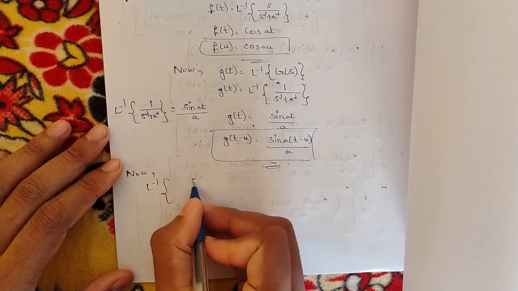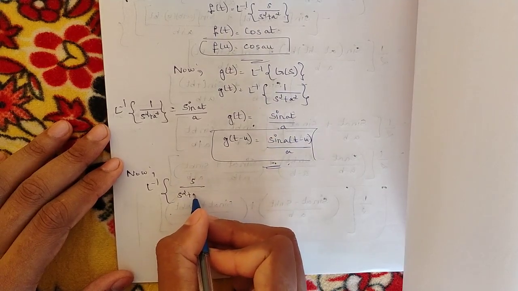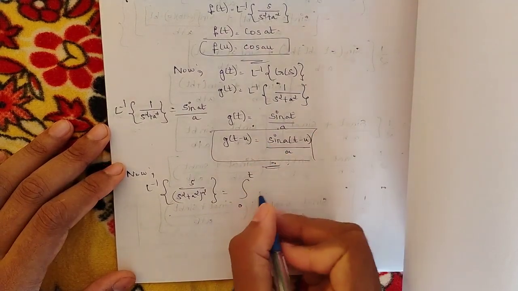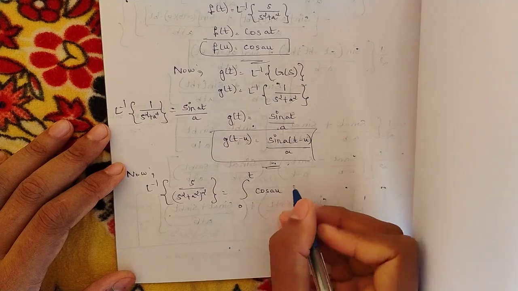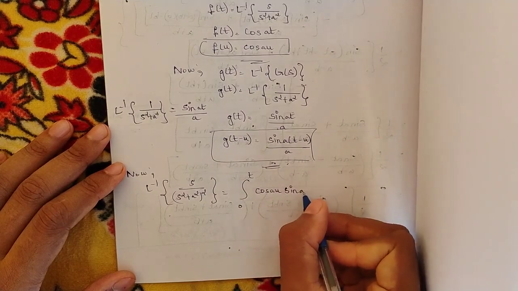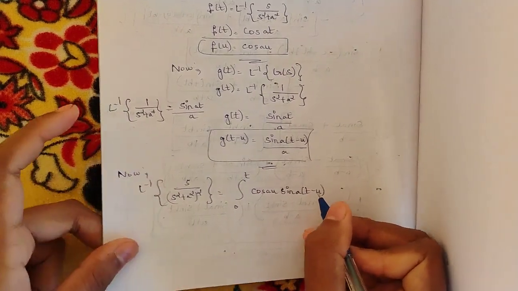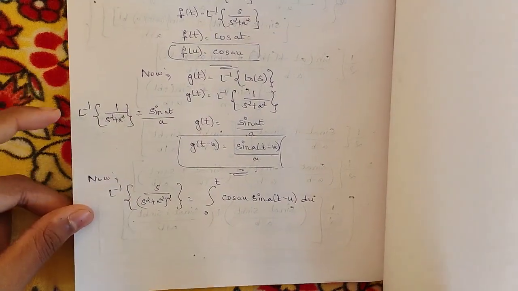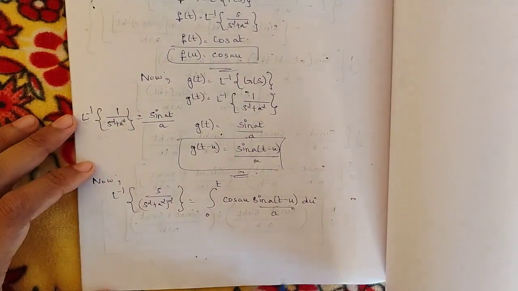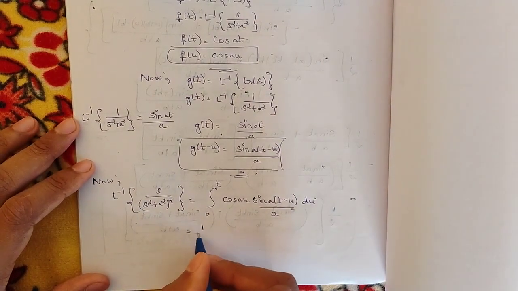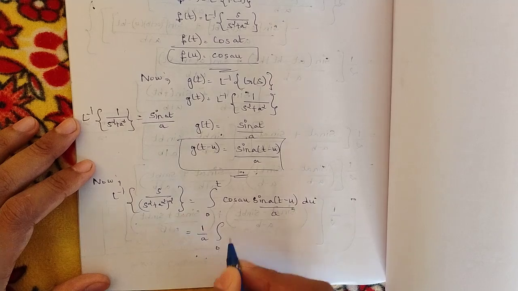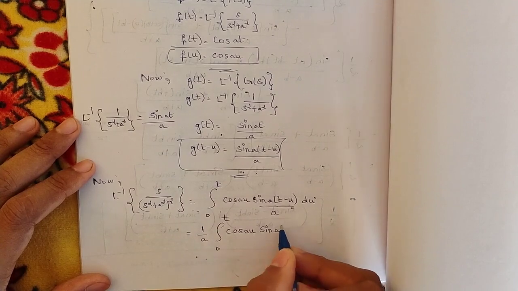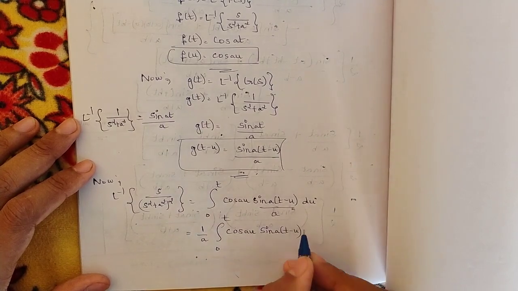L inverse of s divided by s square plus a square the whole square is equal to integration from 0 to t f of u, that is cos au, and g of t minus u is sin a of t minus u du. Okay, so here divided by a, right? So now what I am doing is I am taking 1 by a common outside. Okay, so 0 to t cos au sin a of t minus u du.